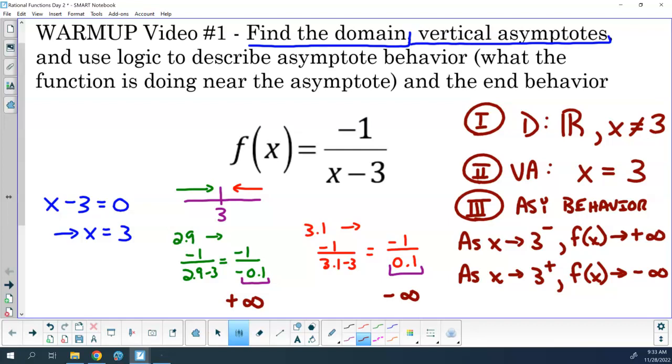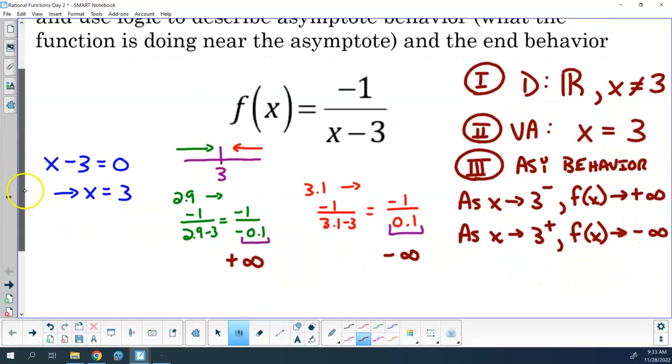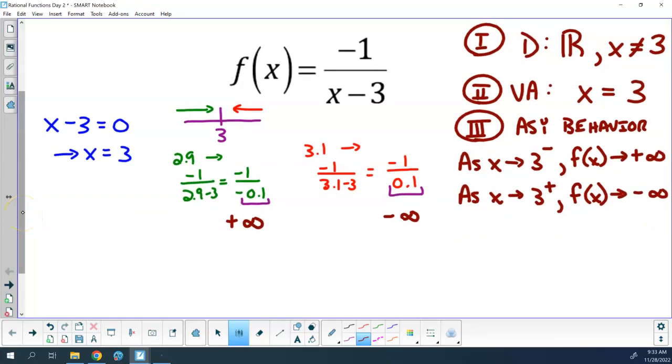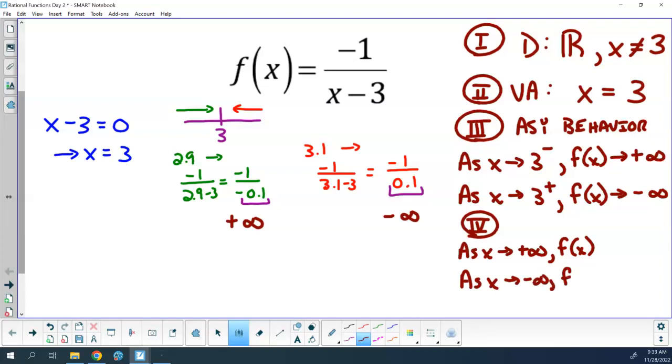And then the last one that we have is our end behavior. That's what we were doing in the last unit, unit 3. So that's going to be, as x goes to positive infinity, what is my function doing? And as x goes to negative infinity, what is my function doing?